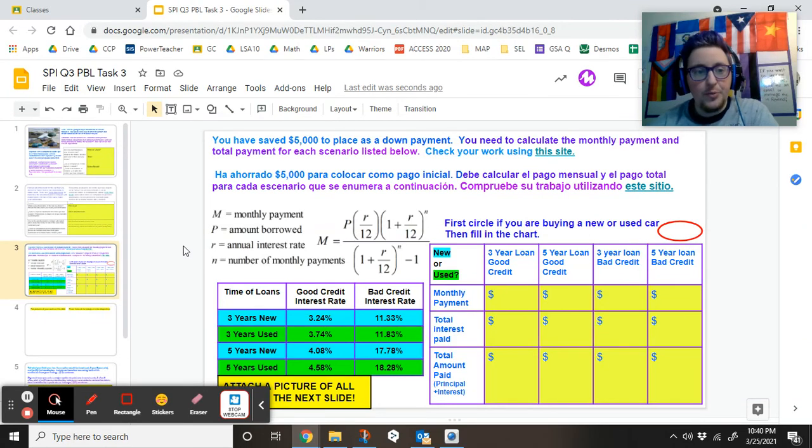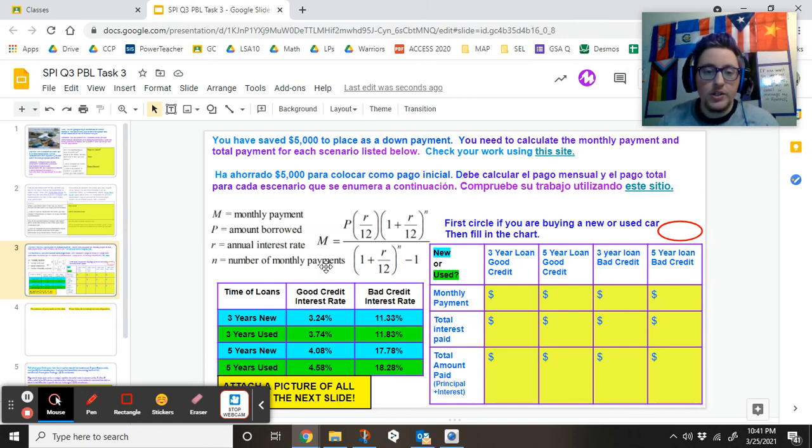All right, guys, I'm going to try to help you with slide 3 of task 3 of the PBL. It says you have saved $5,000 to place as a down payment. You need to calculate the monthly payment and total payment for each scenario listed below. Check your work using this site. So we're going to come back to that site later.